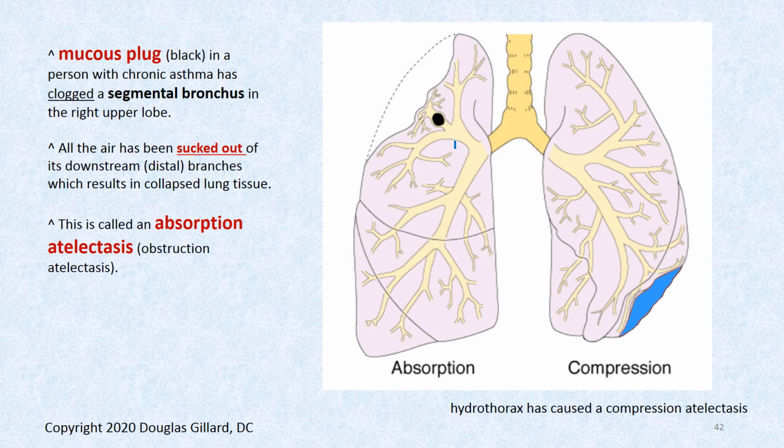So here's an asthmatic. After an asthma attack, they left the hospital and they thought all was well, yet this mucus plug had knocked out a segmental bronchus here, and slowly but surely this whole lung collapsed and the patient had a lot of trouble breathing. There's an example of a compression atelectasis from a pleural fluid that's built up in there.